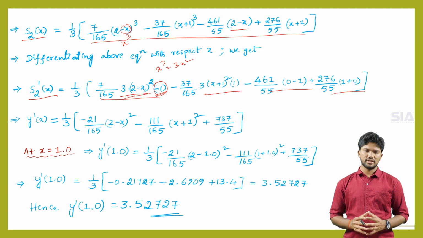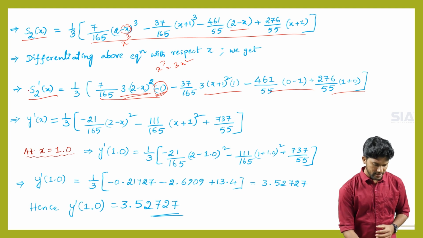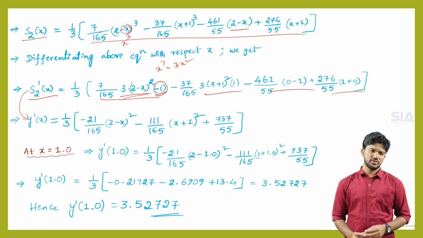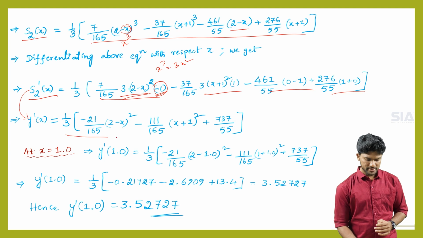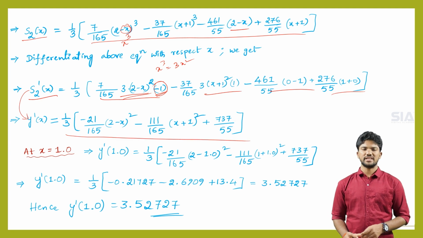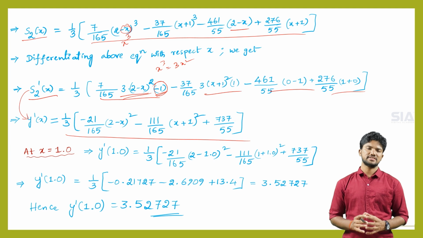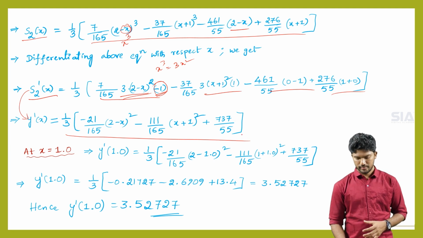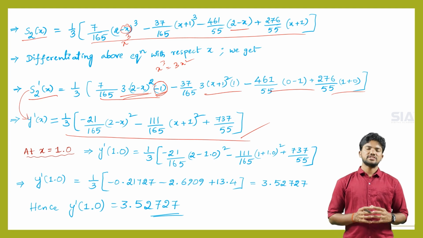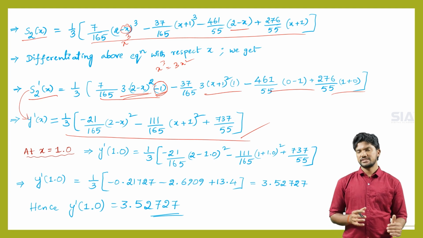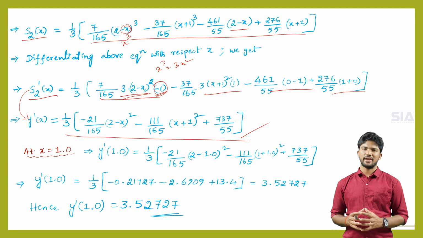After doing that differentiation, this s2 dash of x you can take as y dash of x. So y dash of x, that function derivative, is equal to 1 by 3 into minus 21 by 165 into 2 minus x whole square minus 111 by 165 into x plus 1 whole square plus 737 by 55. So this is the differentiation of the given function with the cubic spline method.